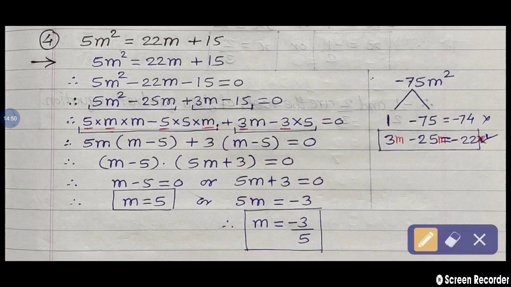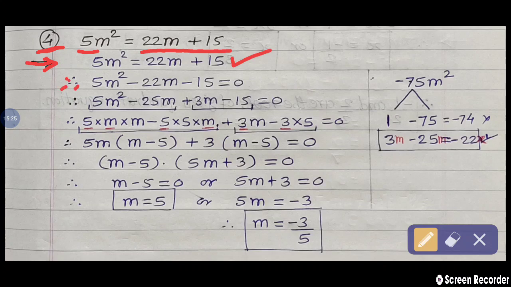Now equation number 4. What is given here? 5m square is equal to 22m plus 15. So this given quadratic equation is not in standard form. So first of all, we try to write it in standard form. So answer: first, in the first step, write the equation as it is. Therefore, try to write it in standard form.